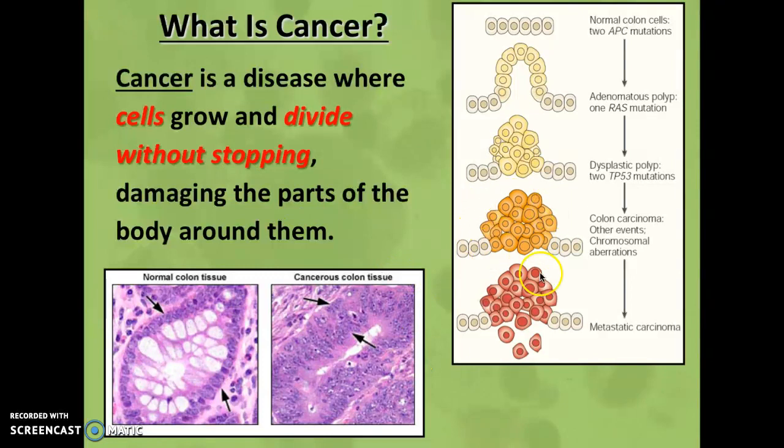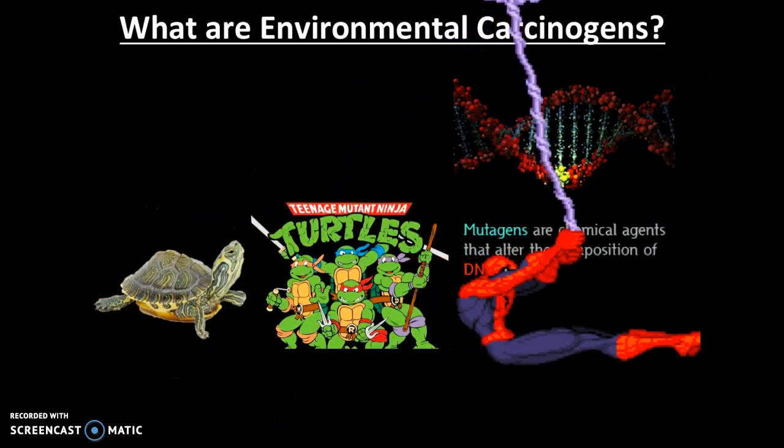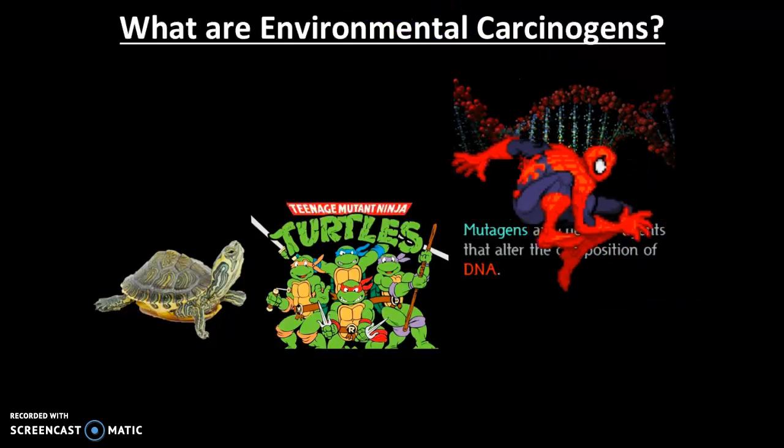So they just continue dividing, and then eventually some of those cells can break off and can go through the bloodstream and travel to different locations in the body, which is really unfortunate. And that is when it's said that the cancer spreads. It goes to a different location. So that's what occurs. So what are some environmental carcinogens?